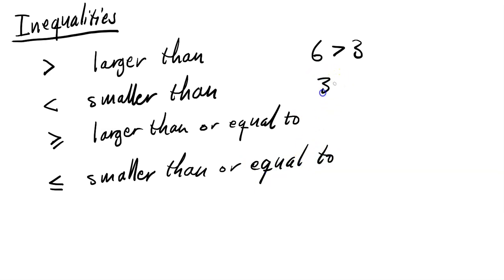So for example, 3 is smaller than 6 is true. 3 is larger than or equal to 3. Is that true? Yes, it's true. 3 is not larger than 3, but it's equal to 3. And it says or, a logical or, meaning at least one of these should hold for this to hold. And one of these holds because equality holds. Or for example, minus 2 is smaller than or equal to plus 2. So all these are true. That just illustrates what these symbols mean.